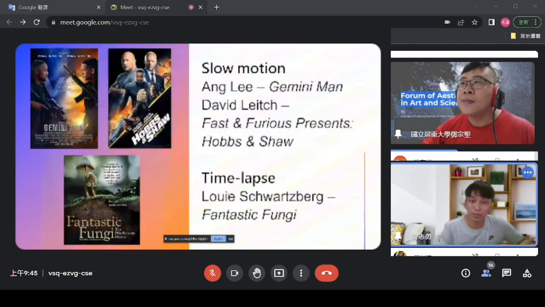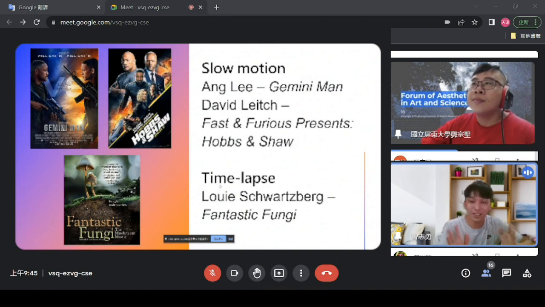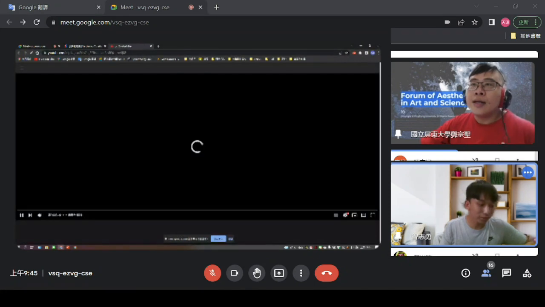Let me take some artwork and some movies to talk about how we use slow motion and time-lapse. Slow motion is often used in action movies. There are many actions that the actor can do in 1 second, maybe a punch or a kick, but it is too fast to see clearly in real life. So let's see a part of the movie Gemini Man. It's an action movie.